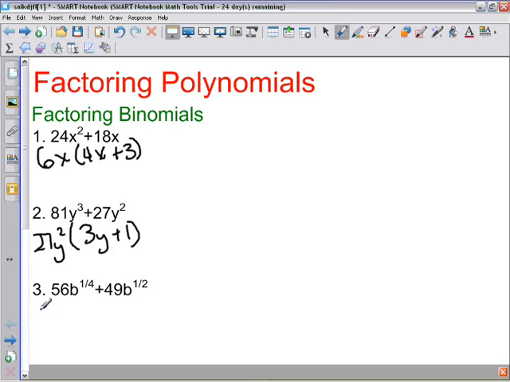The last example, 56b to the 1/4 plus 49b to the 1/2. The greatest common factor is 7b to the 1/4. When you divide that out of the two terms, you get 8 plus 7b to the 1/4. You get the last term because when you multiply, you keep the base and add the exponents, so you get the b to the 1/2 in the second term.